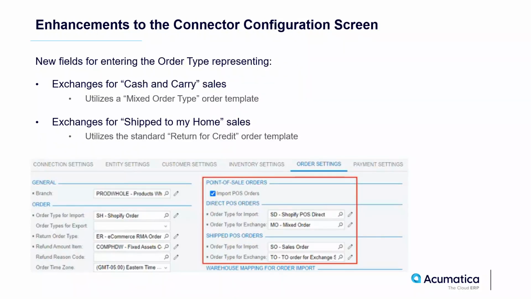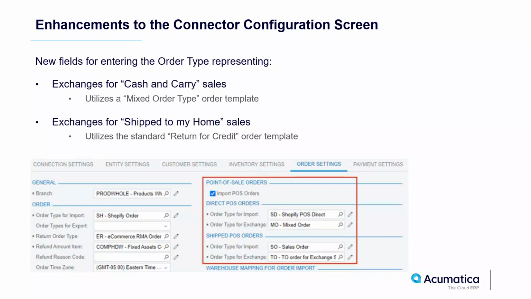So there's only 2 new fields added to the connector in order to support this system. Inside your Shopify Commerce Connector Order Settings tab, right there where you configure your different point of sale orders, in the past, we had the order type for import of a direct cash and carry, and we also had the order type for import for essentially buy in store, ship to my house, that kind of scenario. We've added these 2 new fields for how to handle exchanges for those 2 order types. So let me talk those through.